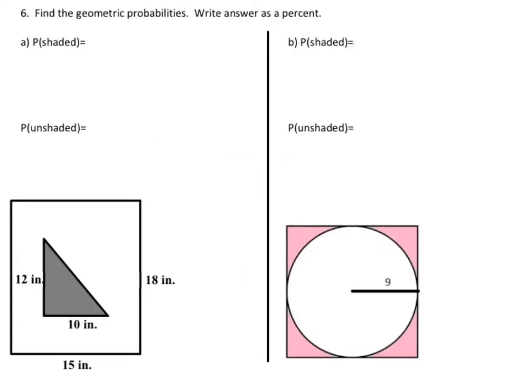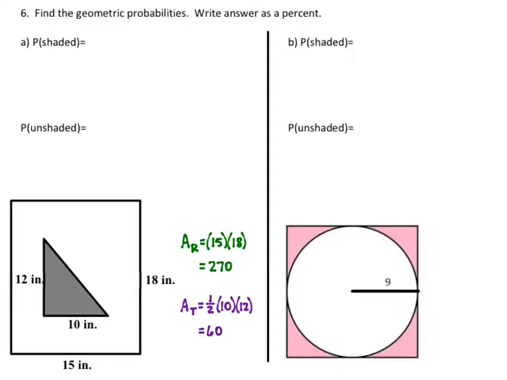For number 6, now we're looking at geometric probability. It says find the geometric probabilities and write your answers as percentages. So in part A, we want to find the probability of the shaded region and then the unshaded region. So what I have to do is find the areas of each of these pieces. So I'm going to find the area of the rectangle, which is 15 times 18. That's 270. And then the area of the triangle will be 1/2 of 10 times 12, which is 60.